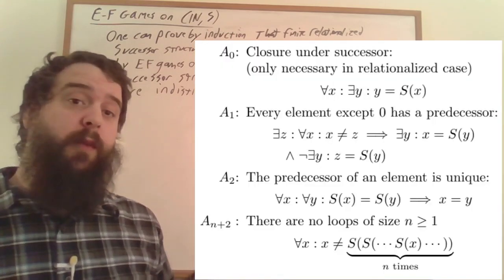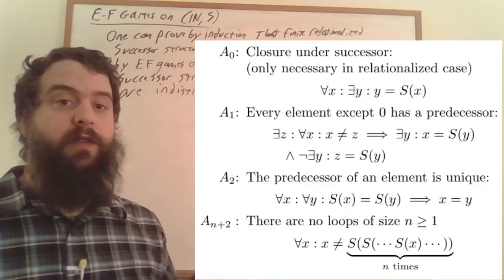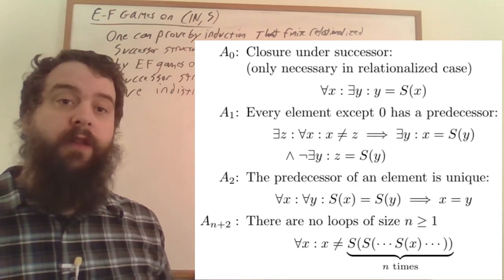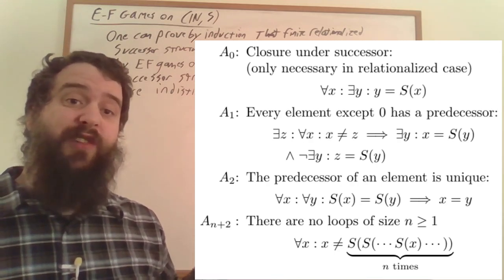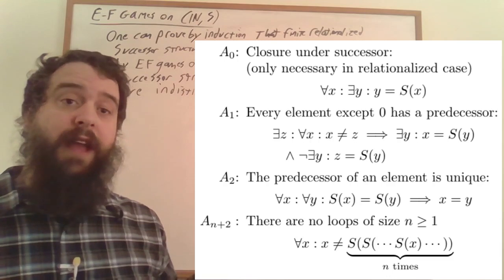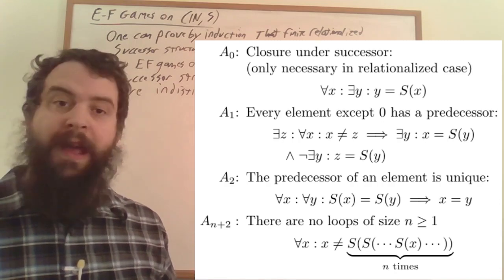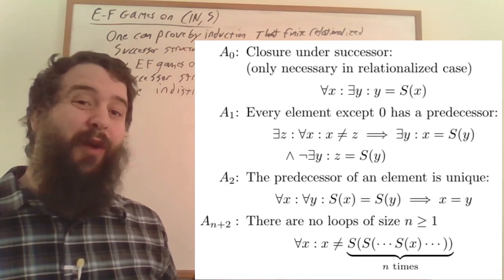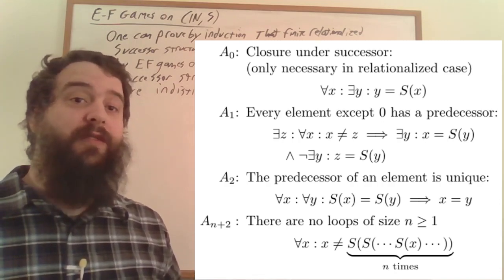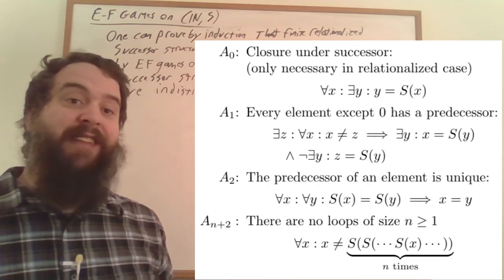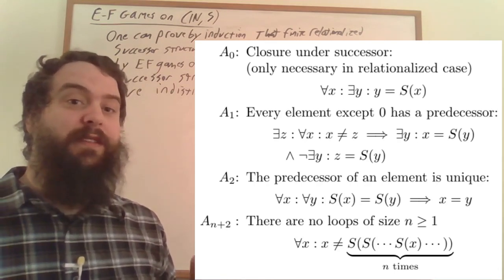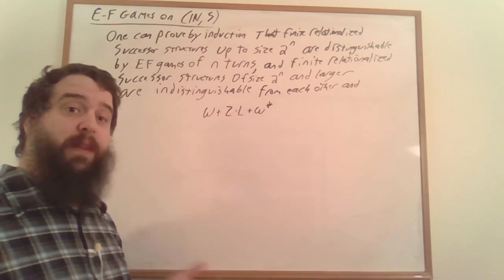I first propose a series of axioms for this particular structure. First, that the structure is closed under successor. Next, that every element except 0 has a predecessor. This predecessor is unique. And finally, there are no loops of size n for any n. This last is actually an infinite series of axioms, but it's really important to have.